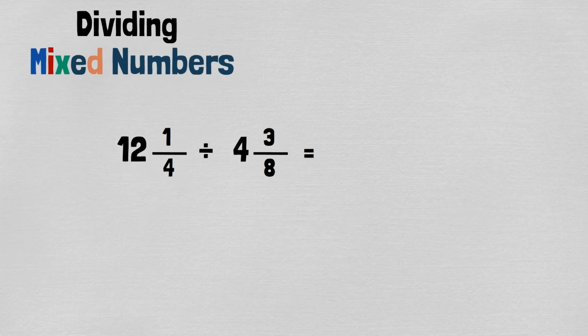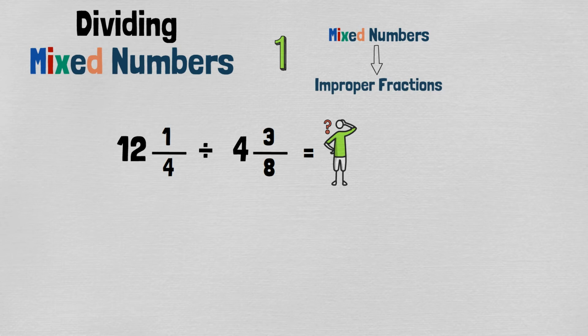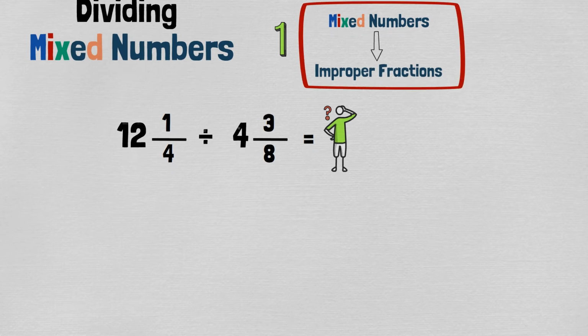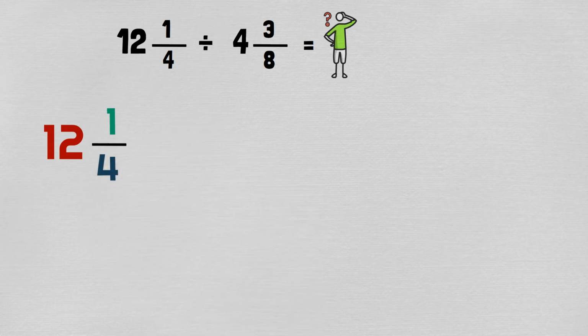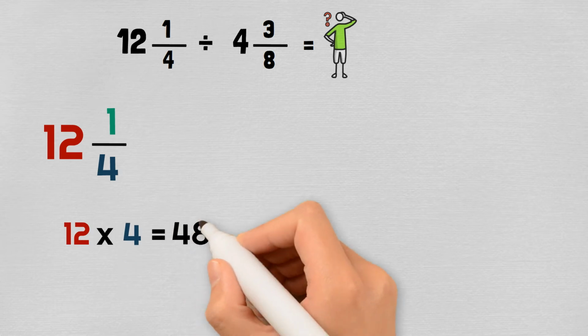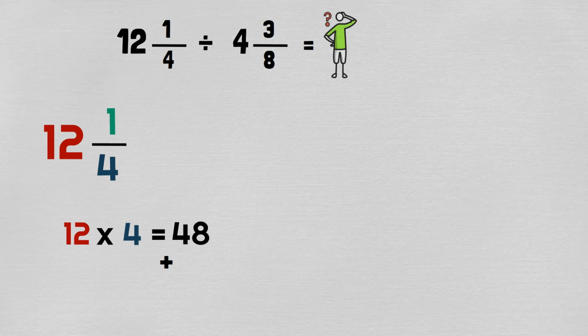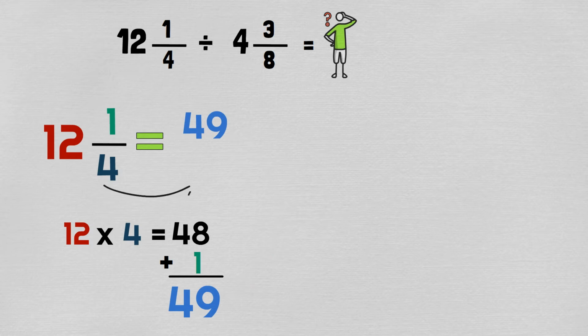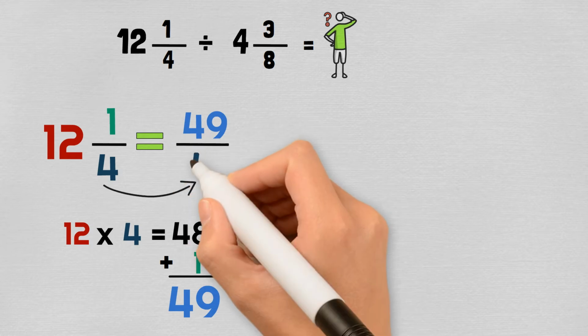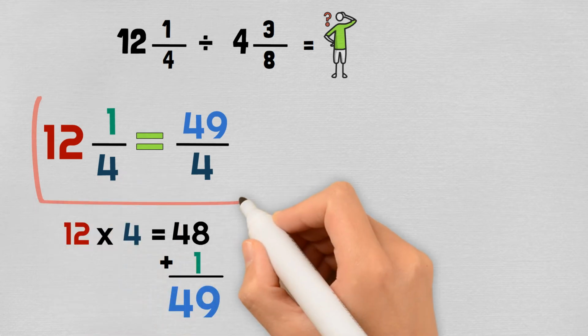Let's do another example. 12 1/4 divided by 4 3/8. Again, the first thing we need to do is convert each mixed number into its equivalent improper fraction. For 12 1/4, we take the whole number 12 and multiply by the denominator 4. 12 times 4 equals 48. Next, we take 48 and add it to the numerator 1. 48 plus 1 equals 49. We use this sum as our new numerator over the original denominator 4. Thus, 12 1/4 equals 49 over 4.